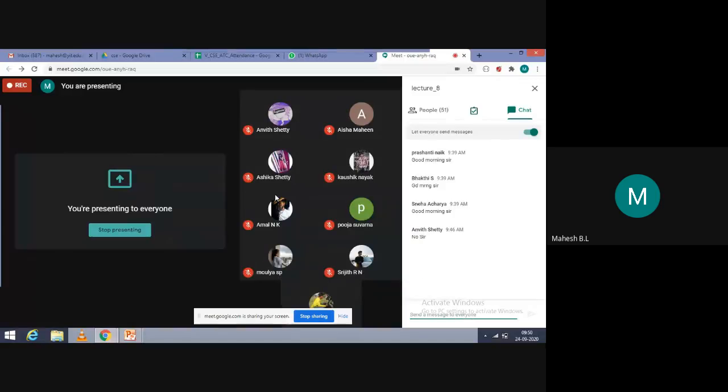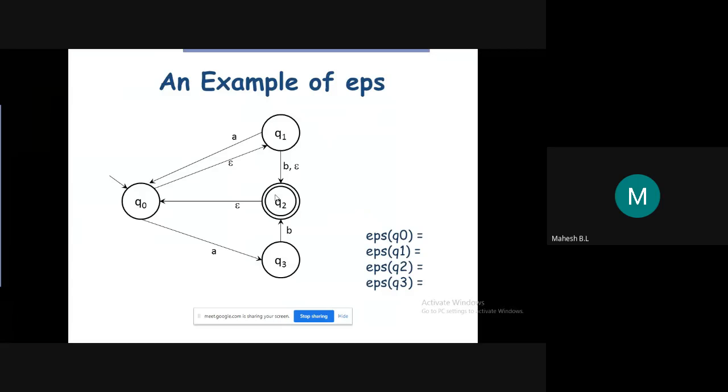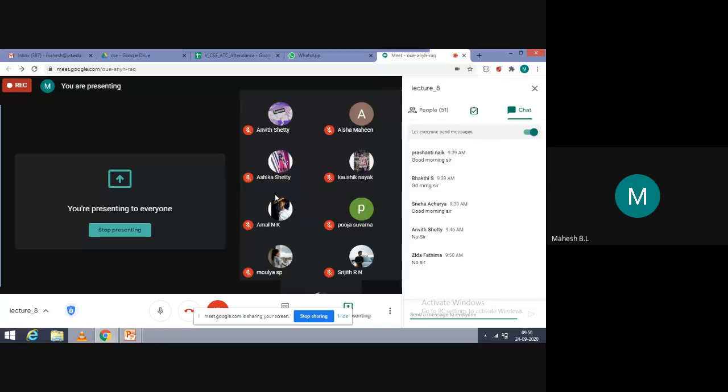I hope this is clear to you. Any doubts in this? Any doubts in computing epsilon of a state? Any doubts in epsilon function? Yes, please let me know.